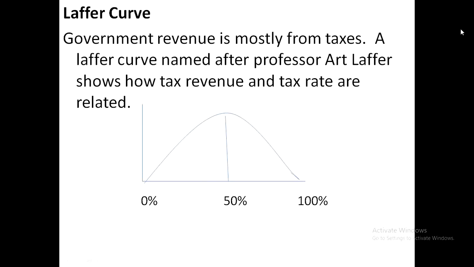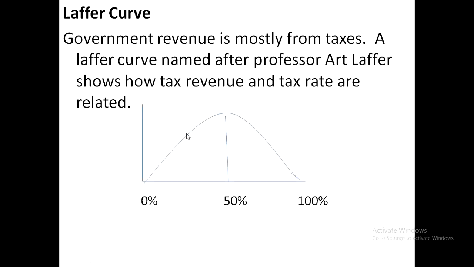Government revenue comes mostly from taxes. A Laffer curve, named after Professor Art Laffer, shows how tax revenue and tax rate are related. So in this graph that we have here, we will notice that the vertical line represents the tax revenue that can be raised, and the horizontal line represents the tax rate.